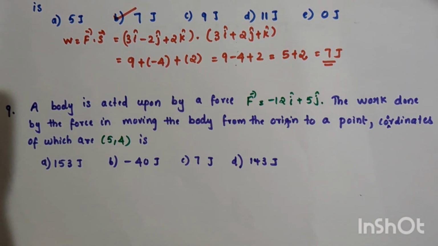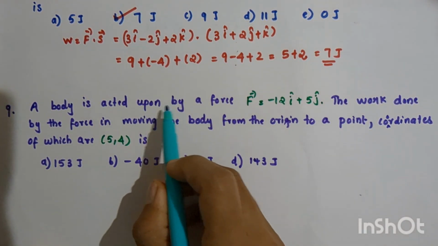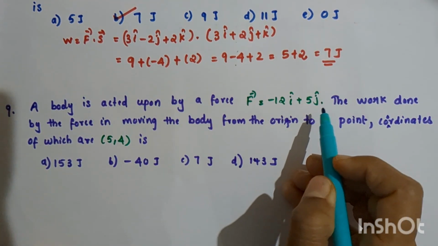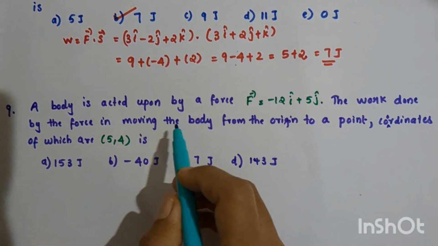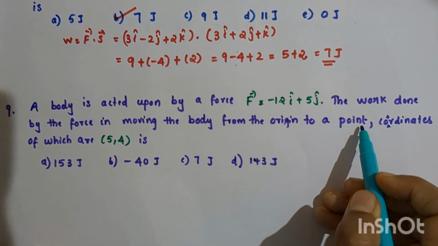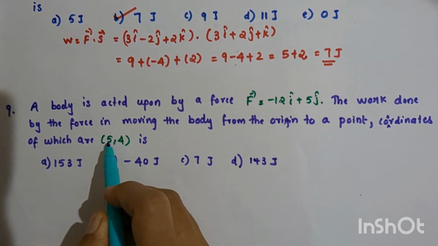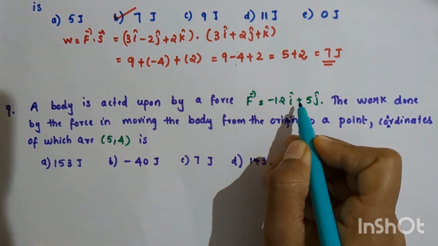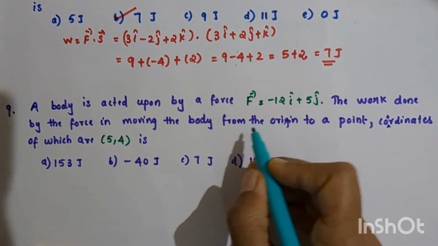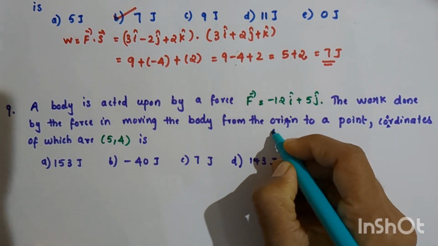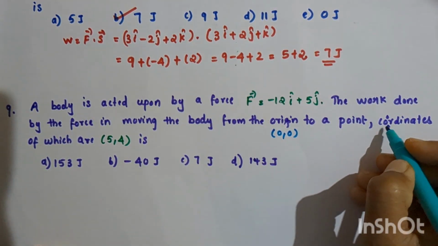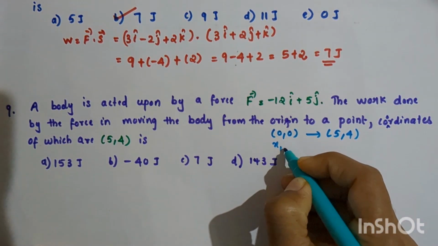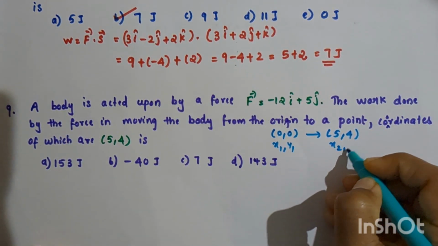Now let us see the ninth question. A body is acted upon by a force vector F equals minus 12 i cap plus 5 j cap. The work done by the force in moving the body from the origin to a point, coordinates of which are 5, 4. So you see force is given in its component vector form. And the body is displacing from the origin, that is from the coordinate 0, 0 to the coordinates 5, 4. So this is like x1, y1, this is like x2, y2.